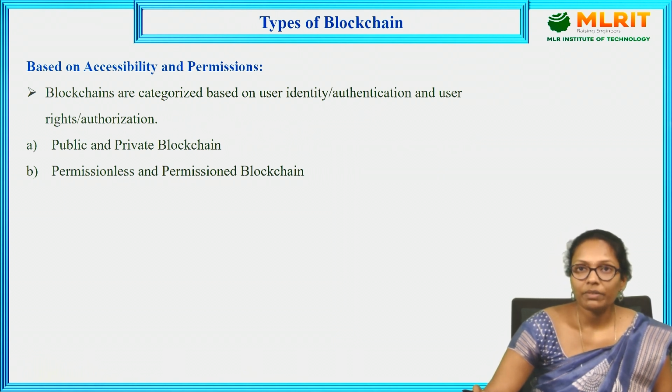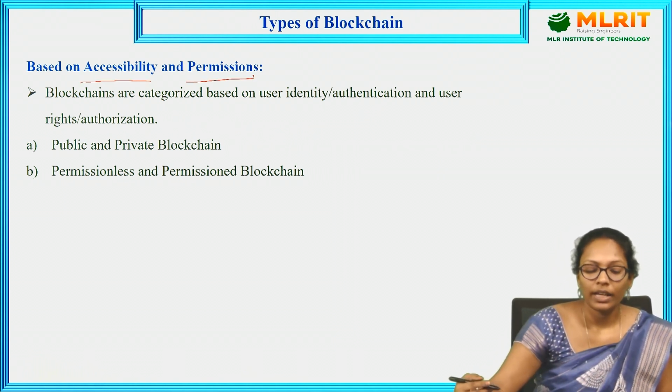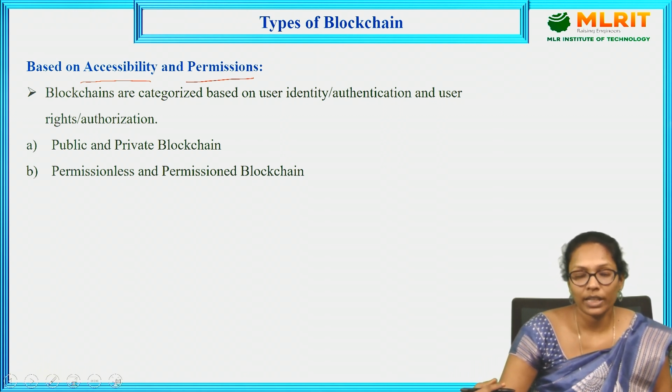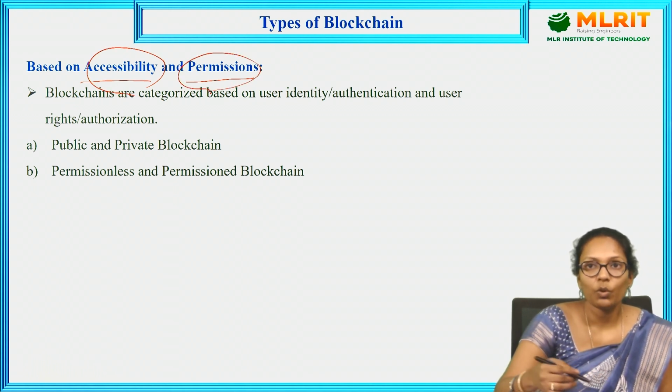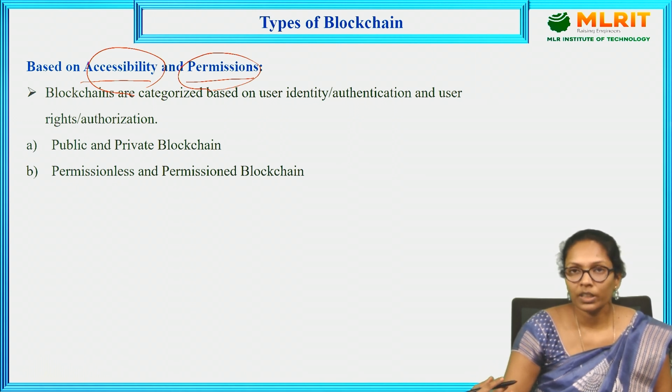So, we have divided blockchain based on the type of accessibility and permissions. Accessibility in the sense of what type of data I can access, how much data I can access, and who can access. All those things are nothing but accessibility. And the permissions: what are the permissions I have? Can I read the block? Can I write the block? Can I create a block? Can I validate the block? Those are nothing but permissions. So based on these accessibility and permissions, we have divided the blockchain.